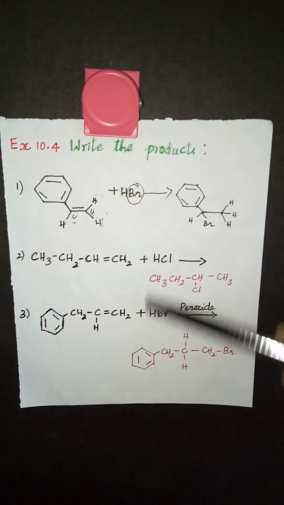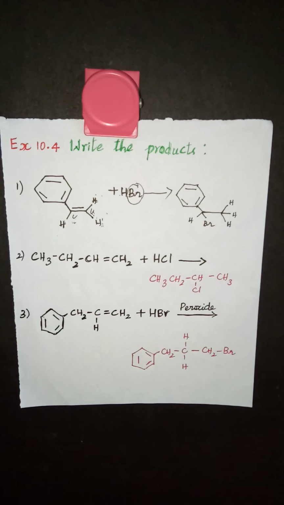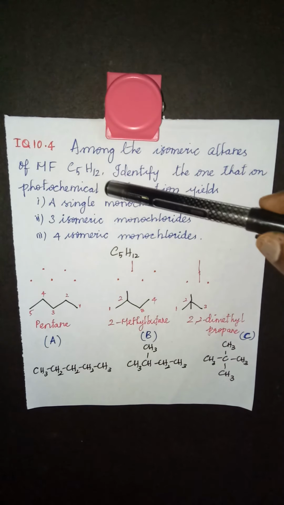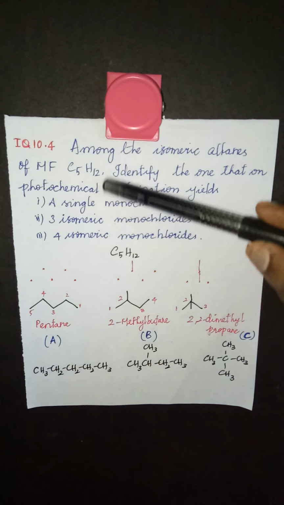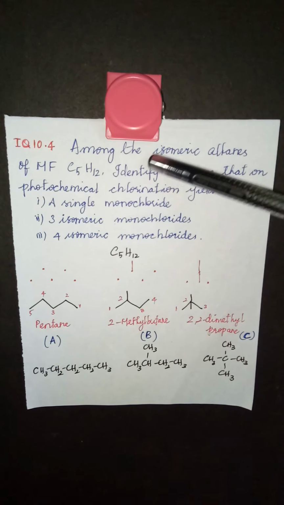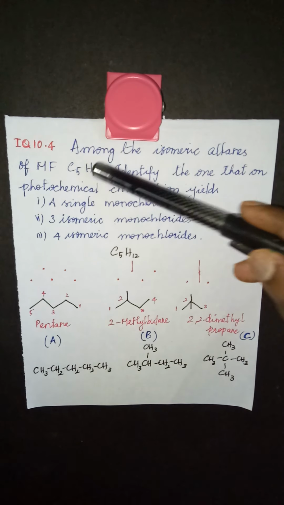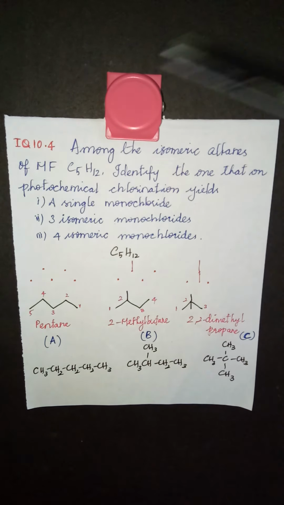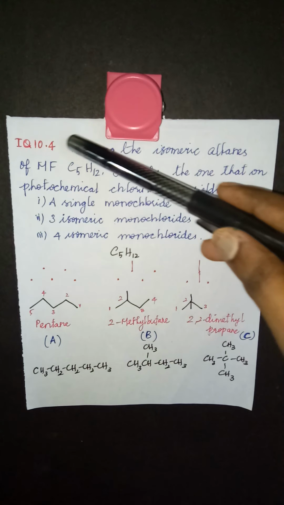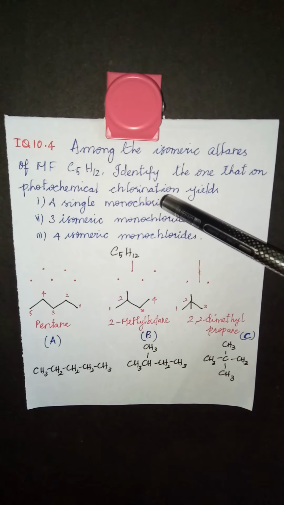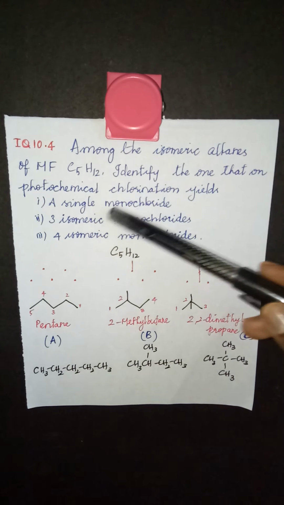This question is given in your textbook, example 10.4, and now I am going to show you one more in-text question, 10.4. So now read this question and try to understand what is asked. Among the isomeric alkanes of molecular formula C5H12. So they have given you a molecular formula and they are asking you among the isomeric alkanes. So you are supposed to write all the possible alkanes for this formula and then identify the one that on photochemical chlorination, which means after writing the isomeric alkanes for this formula, you are going to treat each compound with chlorine in the presence of UV light, and that is called as photochemical chlorination.